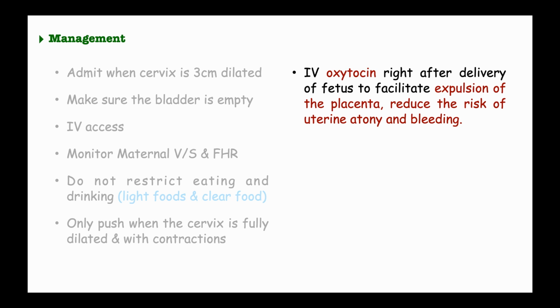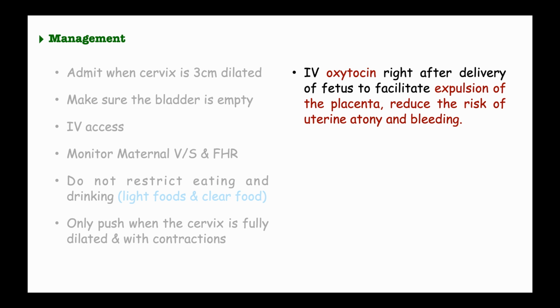And as the uterus contracts, it deprives blood supply to the placenta, which causes ischemia. And so with time, the placenta begins to detach from the uterine wall. So we need to give this oxytocin immediately after delivery to facilitate the expulsion of the placenta as well as reduce the risk of uterine atony and bleeding. This is because when the uterus contracts, it contracts on the blood vessels and causes their ligation to prevent bleeding.